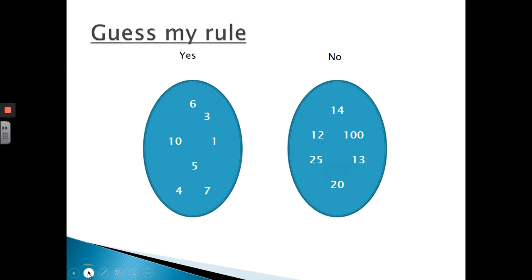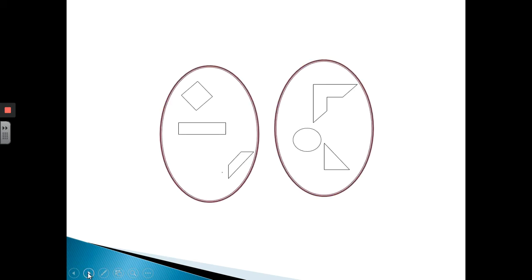Also, this fits in really well with shape. It's a really nice one to play as well. So here is another example. Can you identify what rule is at play here?